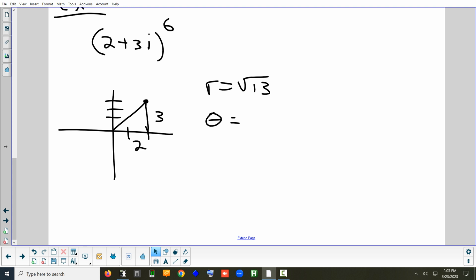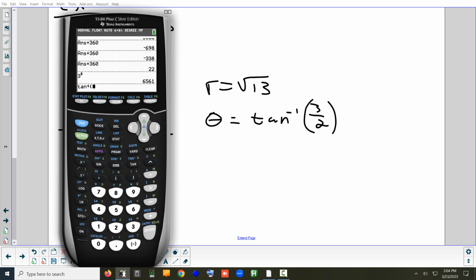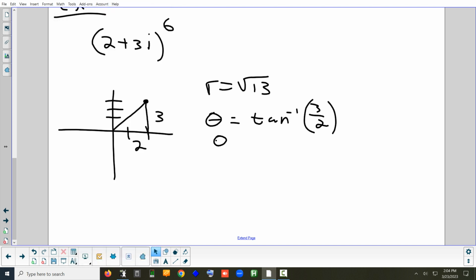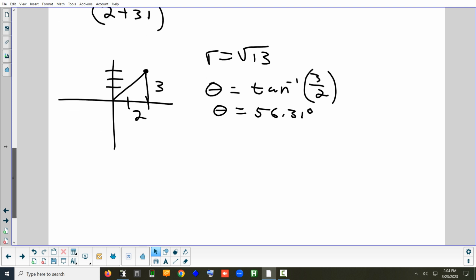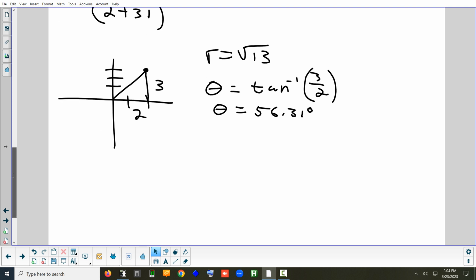And my formula to find the angle for the quadrant that I'm in. What is it again? Inverse tangent. Inverse tangent of 3 over 2. So we get an angle of 56.31. Okay, so what's that going to look like when I write 2 plus 3i in trig form? What's the whole thing going to look like?